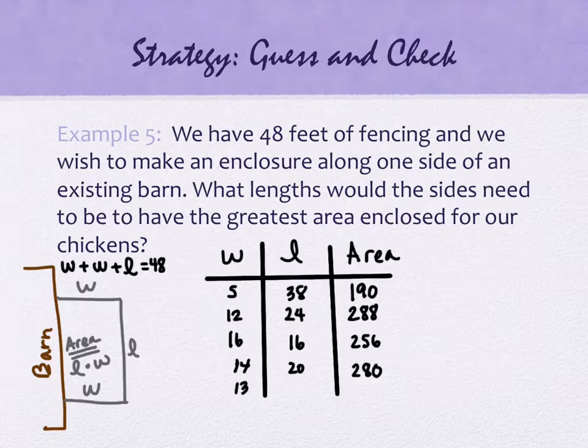13 and 13 would give me 26. Good job. And that leaves me with how much? 22. 13 times 22 is 286. So how am I doing on my guessing? I'm getting closer, right? The 286 is closer.